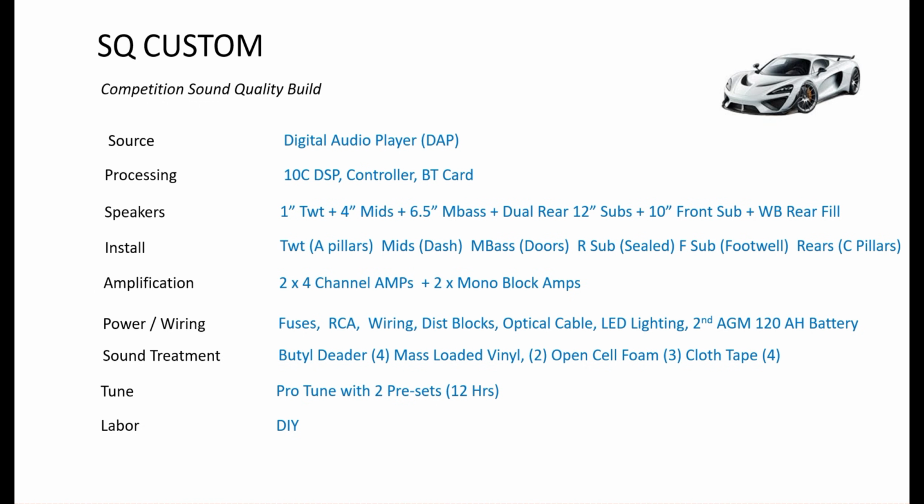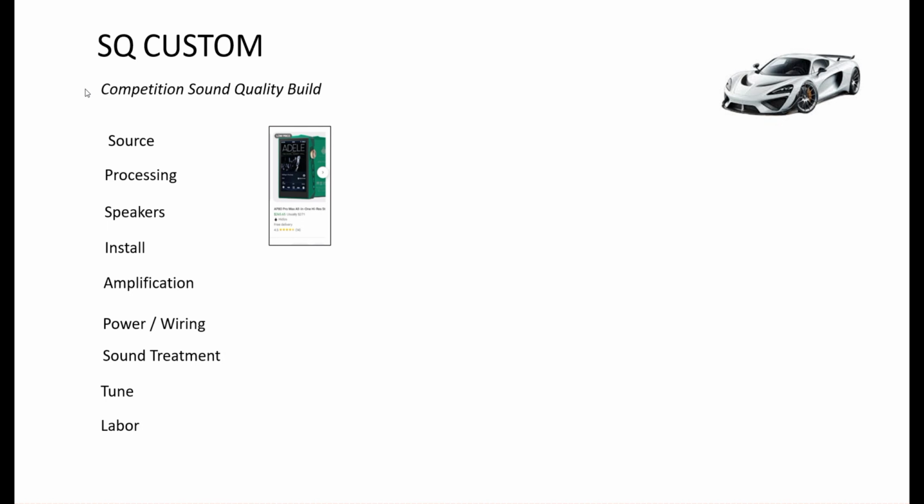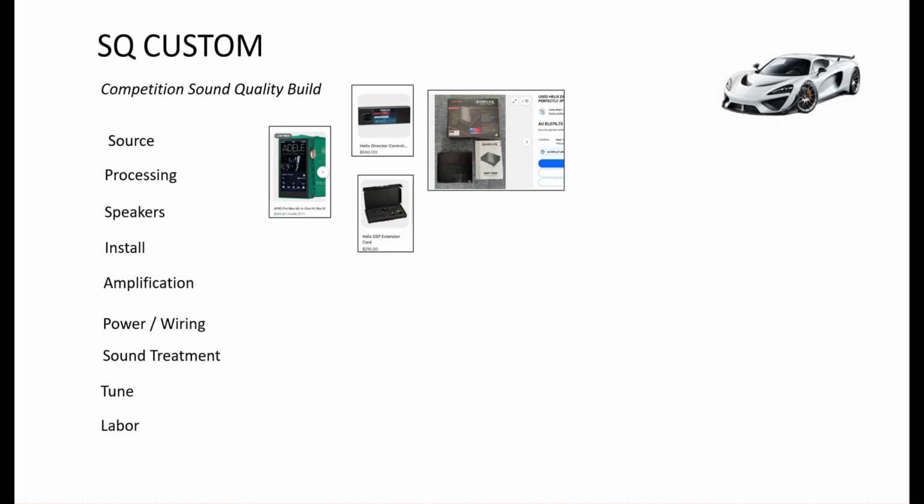But now that I have a plan and I know what I need to buy, I can go out and find it. I'm going to buy new equipment for this build. I could use second-hand equipment, but I'm going to buy it all new. It starts with my digital source, my DAP player. I found one of these for $260 odd.